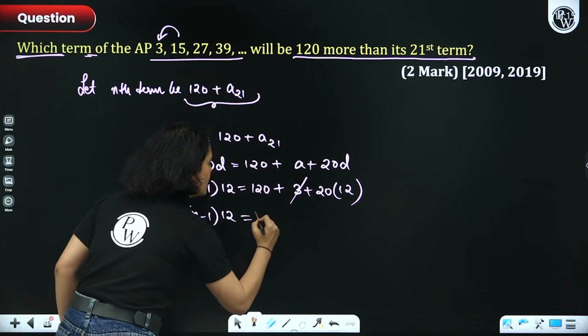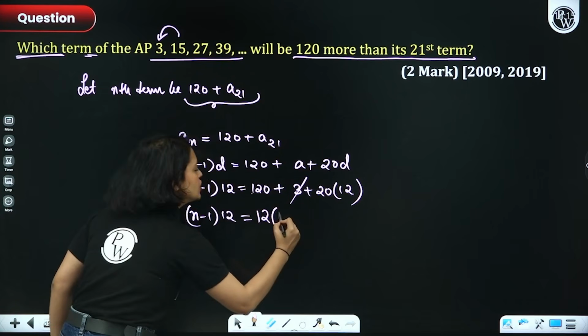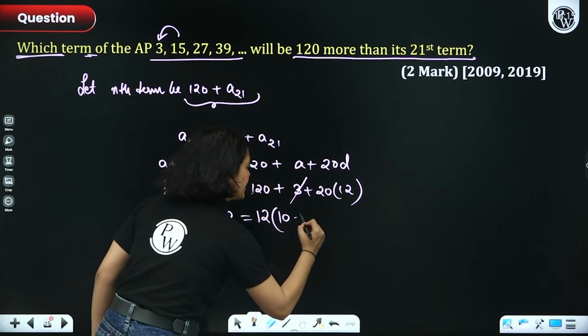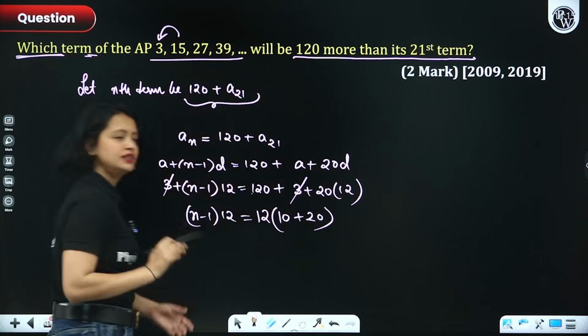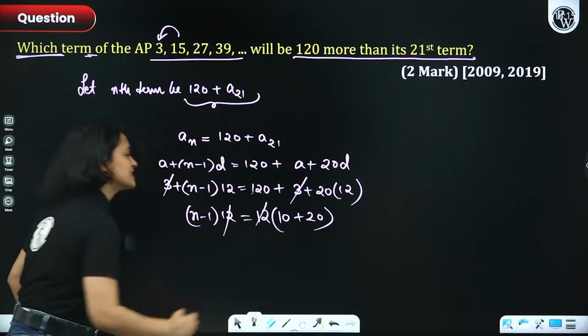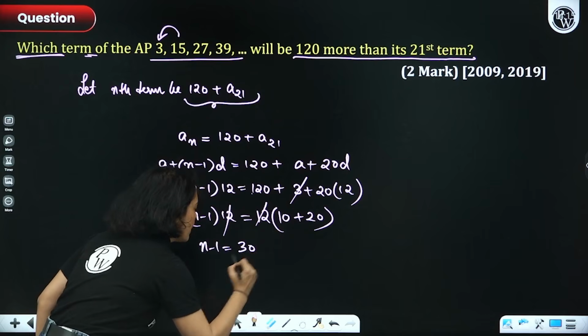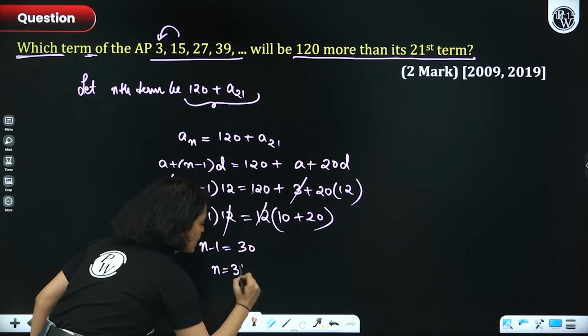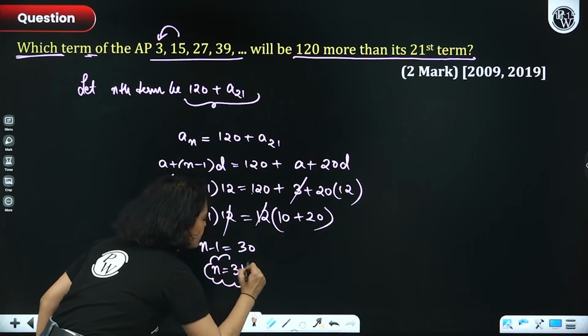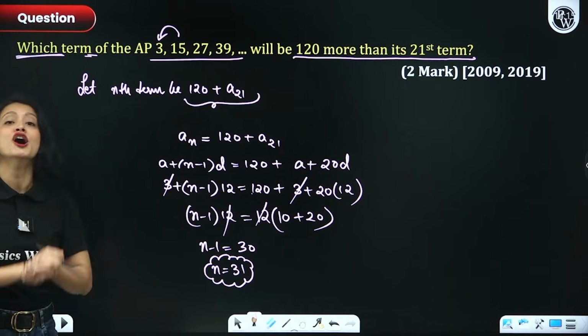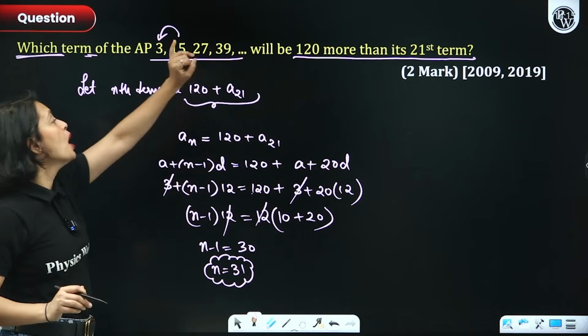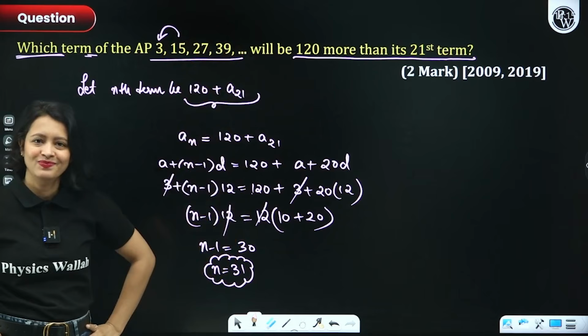And here I'll take 12 common. So here I'll get 10 from here and here I'll get 20. 12 and 12 also get cancelled. n minus 1 comes out to be 30. So n comes out to be 31. So that means A31, or the 31st term, would be 120 more than A21.